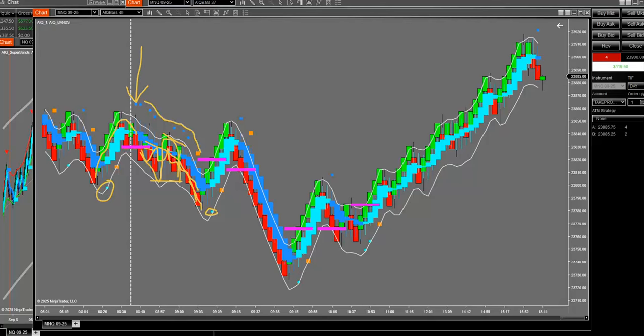So let's clean this up. Your first entry would be from here to here. So we'll call that a scratch. Or barely, slightly, you made a little bit, I don't know how many ticks that is. So then you get a long signal. So now I'm long. So I could hit the reversal button, or I could close the first position, put in a limit order, get filled.